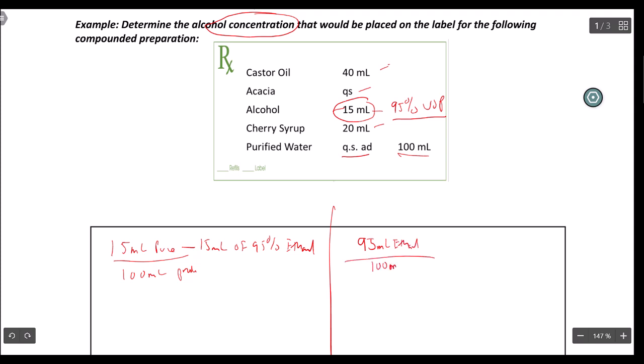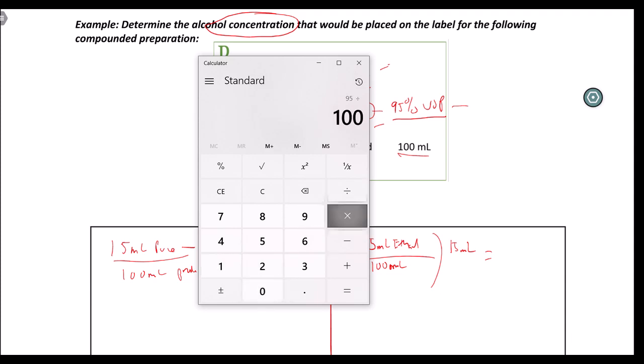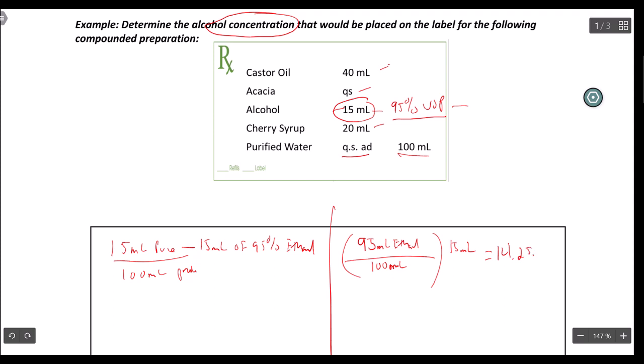You are only using 15 mLs of it. So if you've got 95 mLs of pure ethanol out of the 100 mLs, but you're only using 15, you've got 14.25 mLs of pure ethanol. That's how much ethanol is in this 15 mLs. This 15 mLs has 14.25 mLs of ethanol, the alcohol, in it.